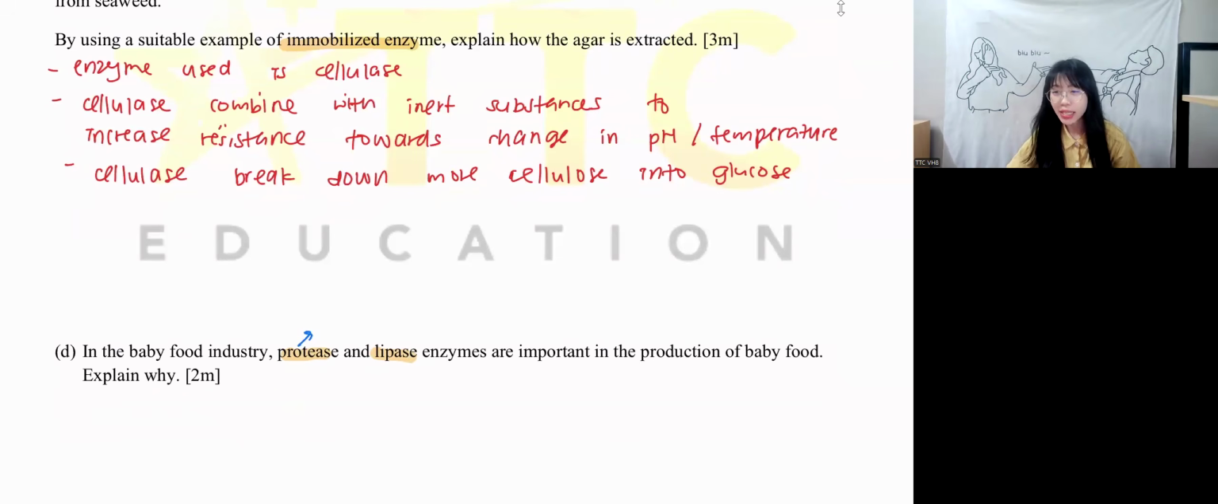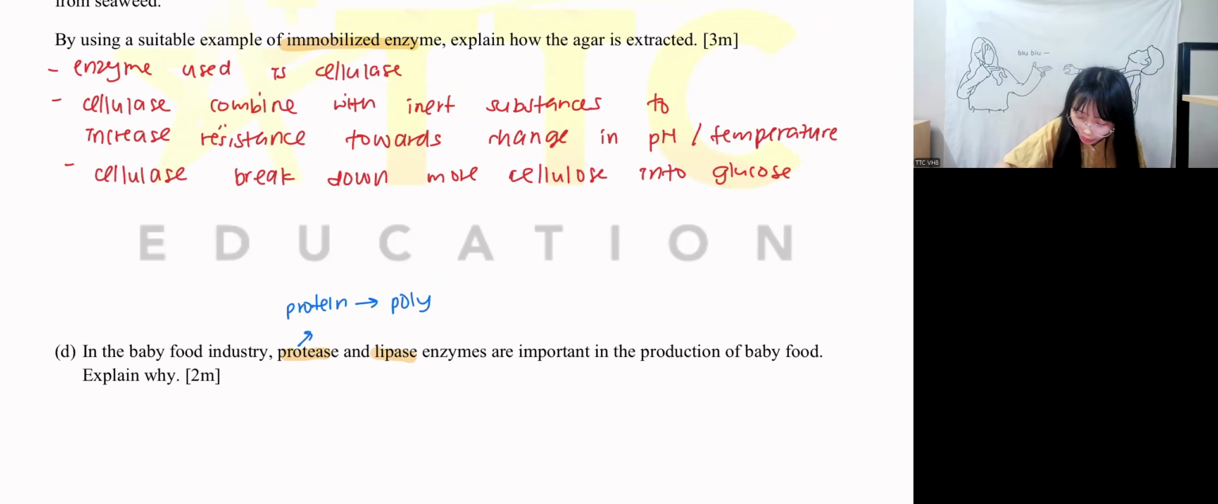Protease is to hydrolyze protein into the smallest molecule, right? So actually the sequence of breaking down by protease is this one: protein to polypeptide to dipeptide to amino acid.